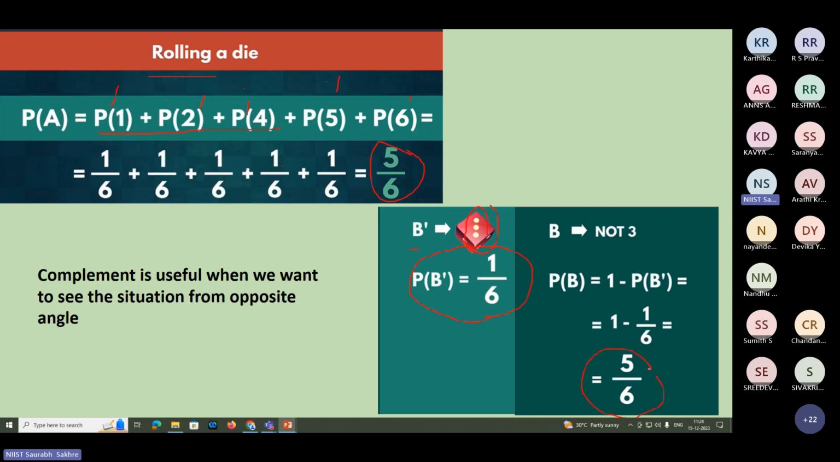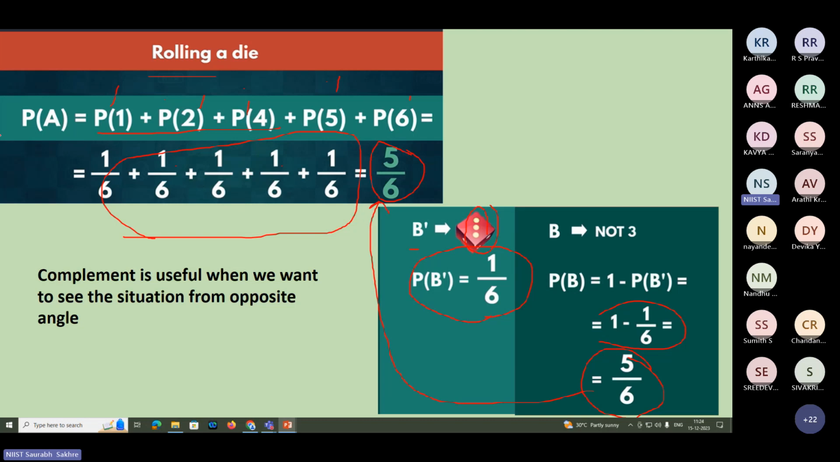So I'm getting 5 by 6. Now you yourself see, instead of writing this many terms, you simply minus the probability of occurring of the negative thing, what we don't want, that complement. And you have minus it by 1. So you are getting 5 by 6, which is the actual answer.